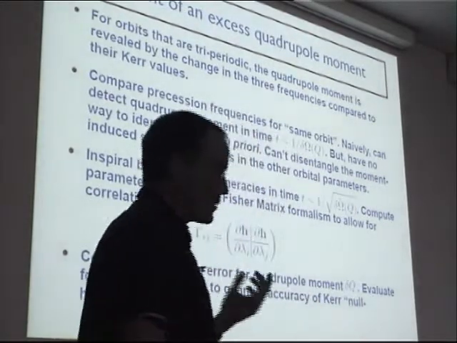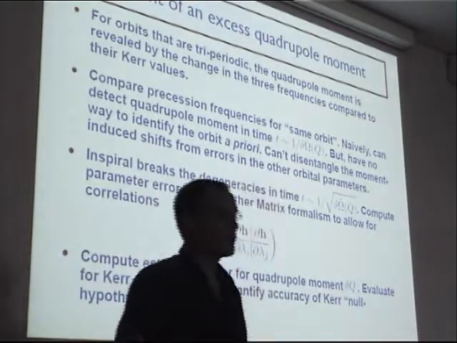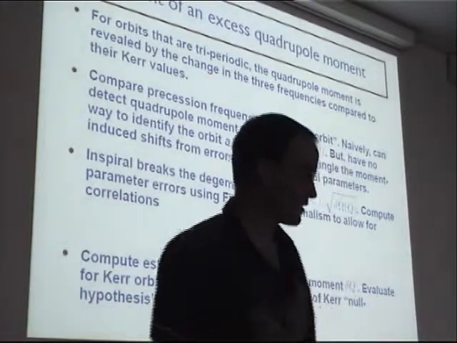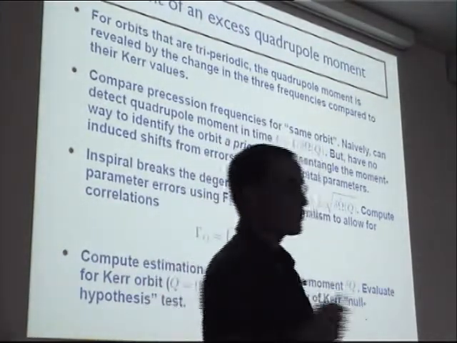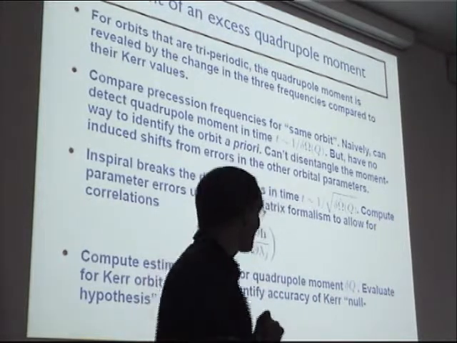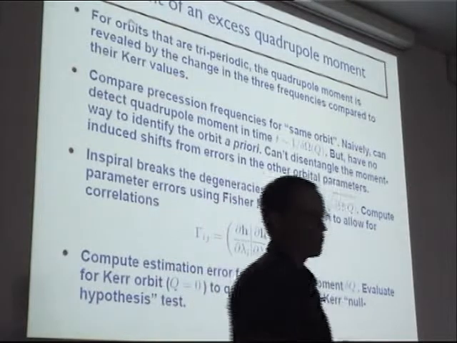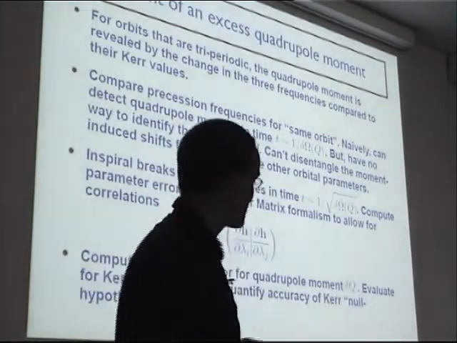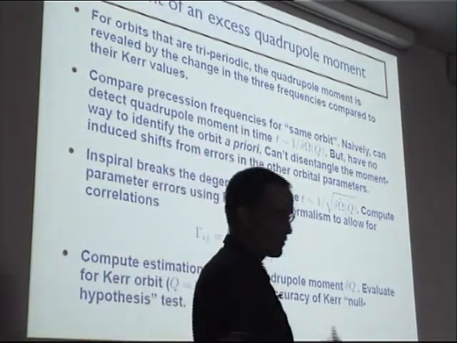For the majority of orbits, as I said, they're tri-periodic. And so the quadrupole moment only appears in its effect on the free frequencies. If you knew what the parameters of the orbit were, you can compare the same orbit. You could say, well, we know that in Kerr, this orbit has a particular precession frequency. In this other spacetime, it has a slightly different precession frequency. And so we'll be able to detect it in a time that's basically one over the difference in the frequencies.